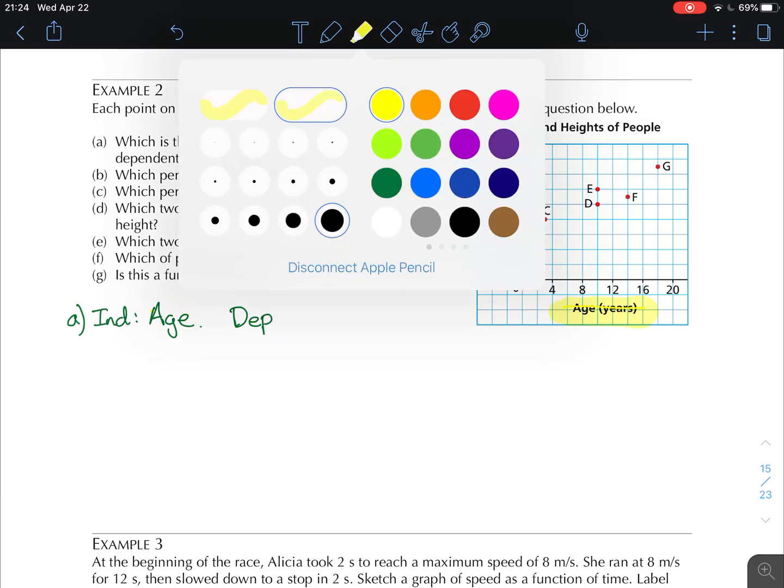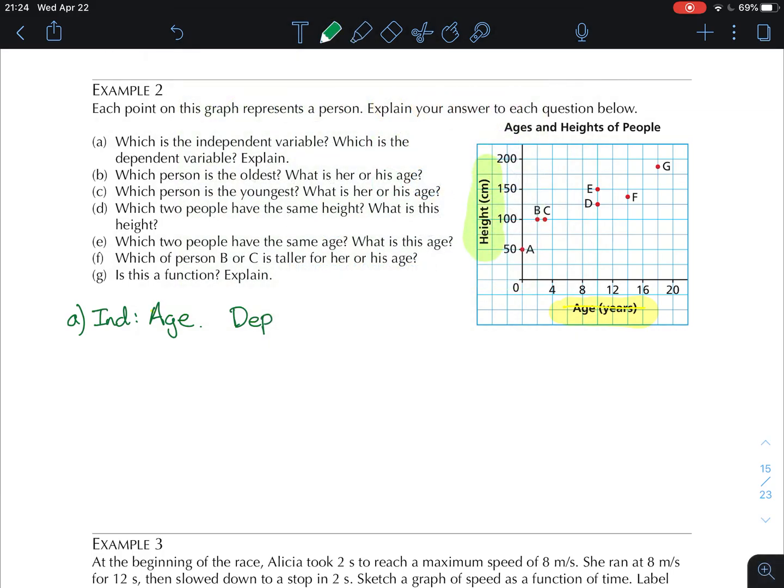And I'm going to need to go back to green. And our dependent variable is our height. Now this should kind of make sense if I read it this way. Your height depends on your age. So how tall you are depends on how old you are. When you're 1, you're shorter than when you're 2. When you're 2, you're shorter than when you're 3. Your height is dependent on your age. So height is the dependent variable. Height depends on age.